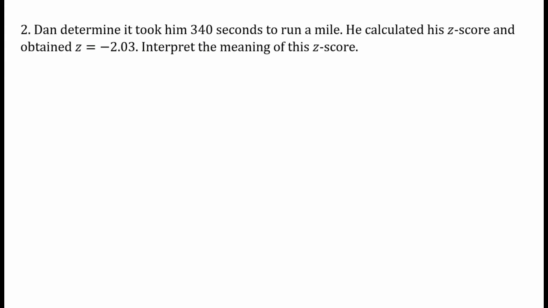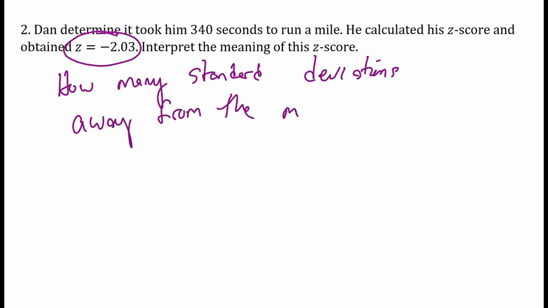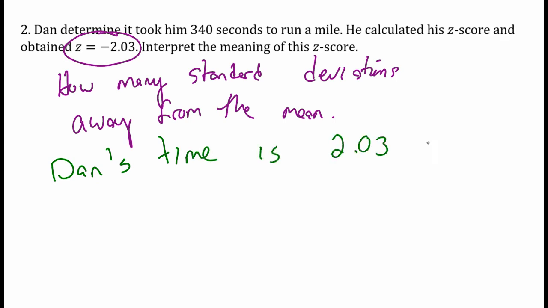Number 2, Dan determined it took 340 seconds to run a mile. He calculated his z-score and obtained negative 2.03. Interpret the meaning of this z-score. So what is a z-score? A z-score is how many standard deviations away from the mean we are. So in this case, Dan's mile time is 2.03 standard deviations below the mean.